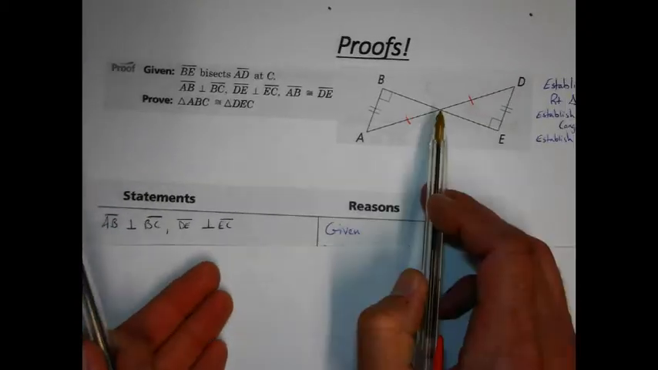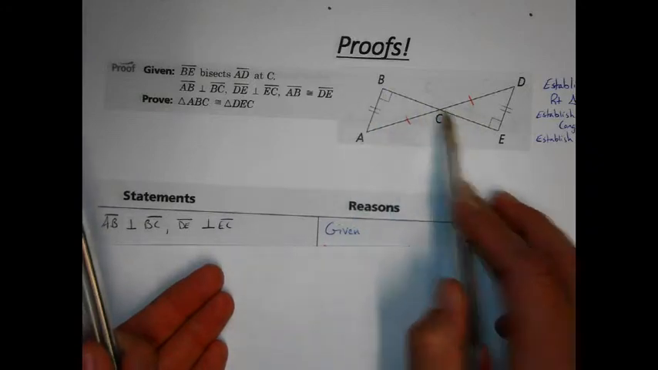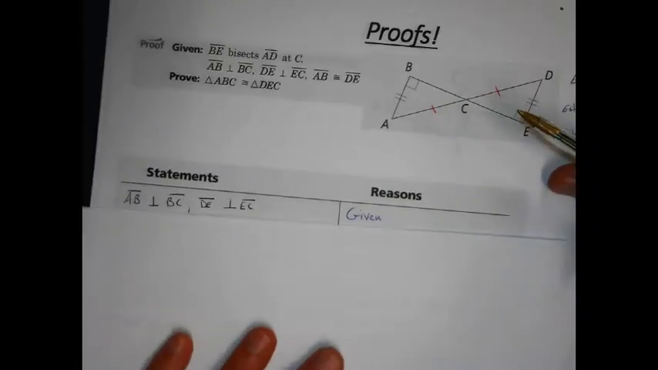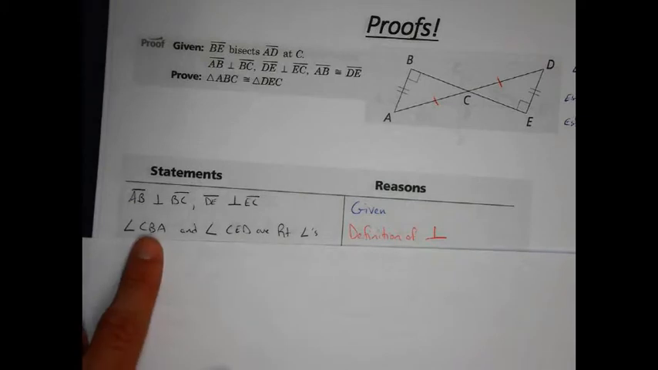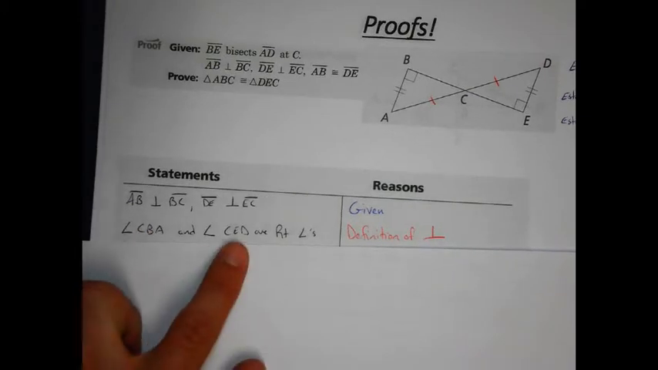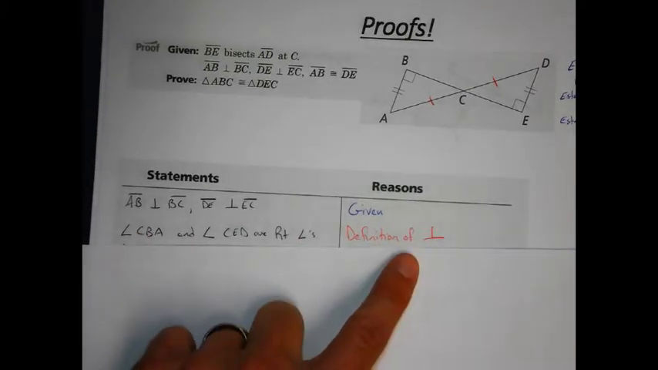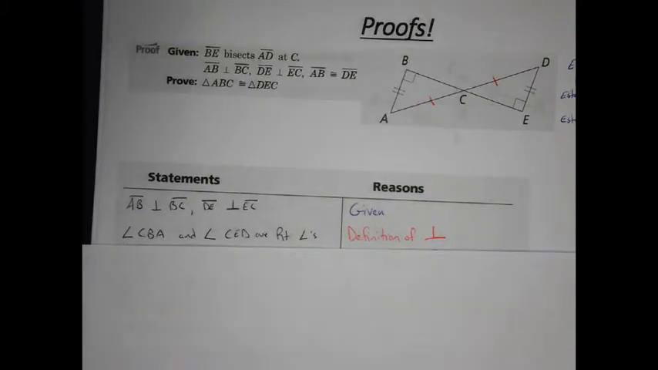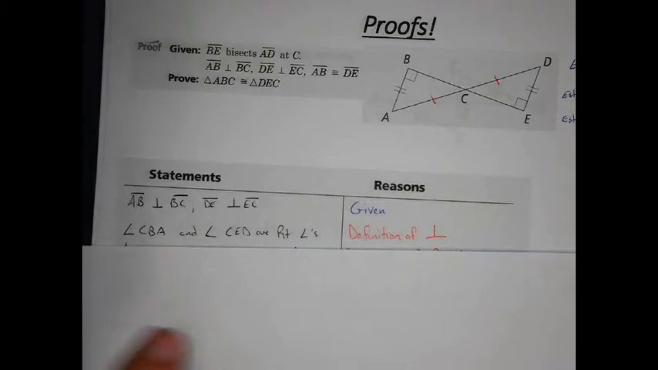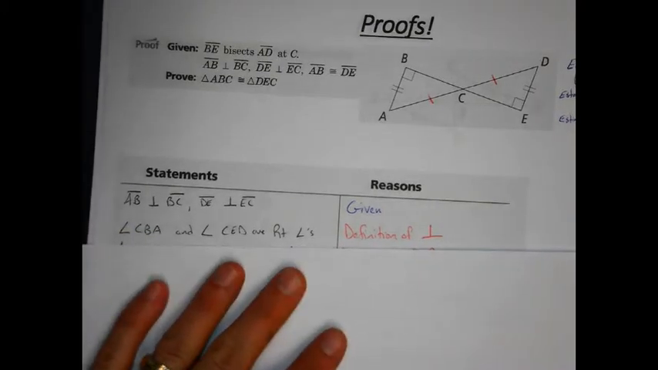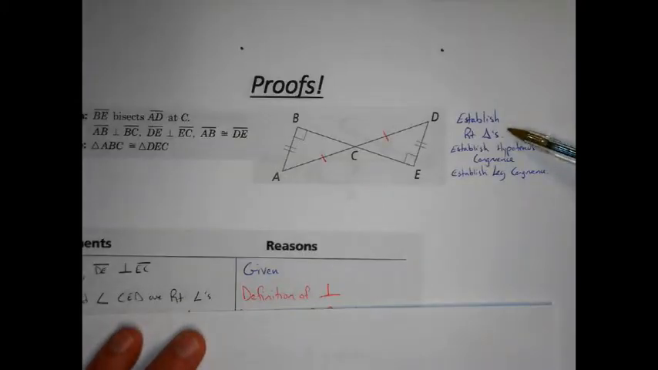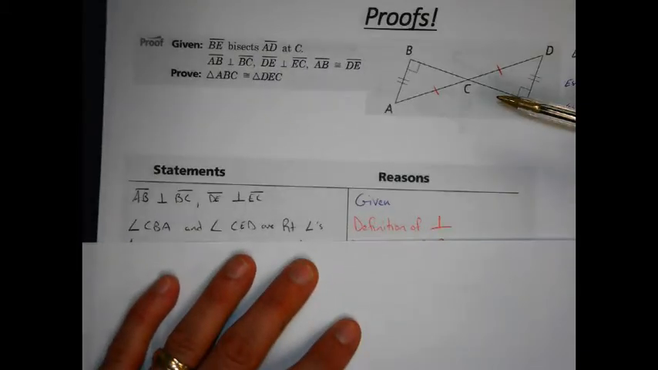Angle CBA and angle CED. We can talk about those angles now, so let's do that. Angle CBA and angle CED are right angles, and that is the definition of perpendicular. So notice the progression. We went from segments to angles. And now from angles, remember, we still have to establish congruent triangles. So we're going to go from angles to triangles.